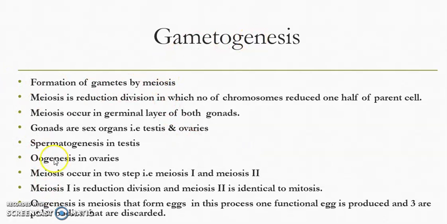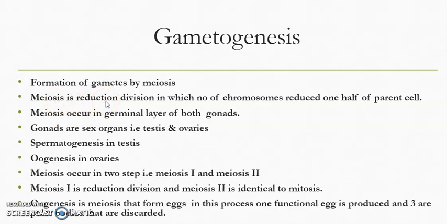Here I show you certain steps of gametogenesis. A little bit of information about gametogenesis: the formation of gametes is called gametogenesis, and it involves meiosis. What is meiosis?